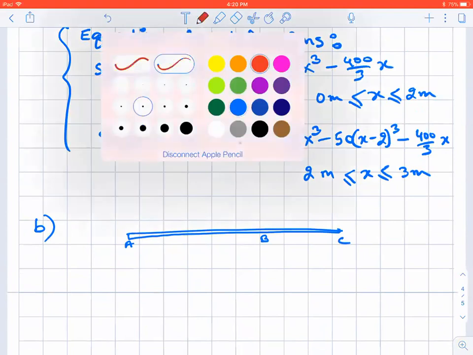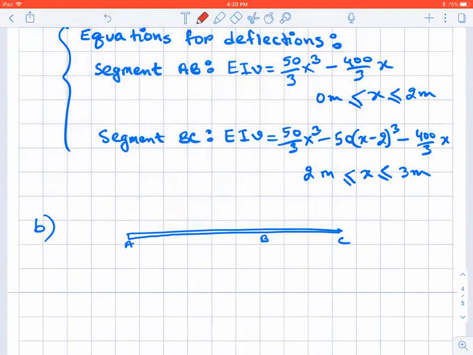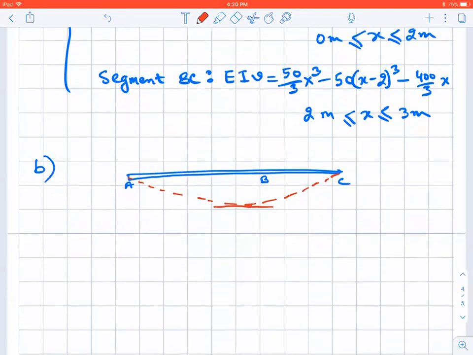And if it is bending, it will bend something like this. Now, I don't know where this maximum deflection is going to be, so I need to find out. But remember, wherever the maximum deflection is, the slope of the elastic curve at maximum deflection is always 0.